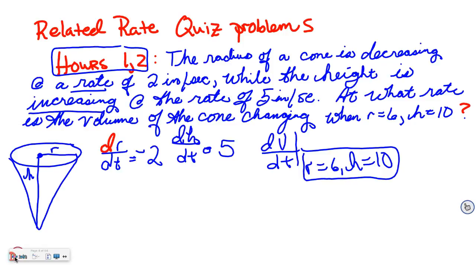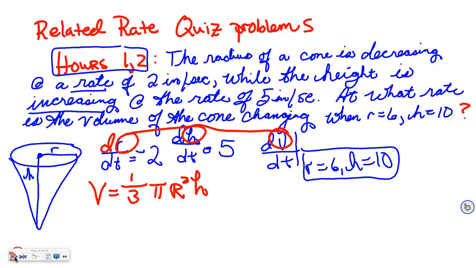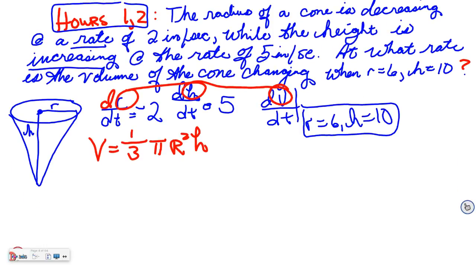So the first thing I need is a formula relating the quantities in question, and I gave you the formula, V = 1/3 pi r squared h. Before you move on with it, take a look at what you need to find and what you are given. My find and my given has all 3 variables in it. That's a clue that you're going to have to take the derivative of this as it exists. You're not going to replace r with anything or h with anything because all 3 of these are involved.